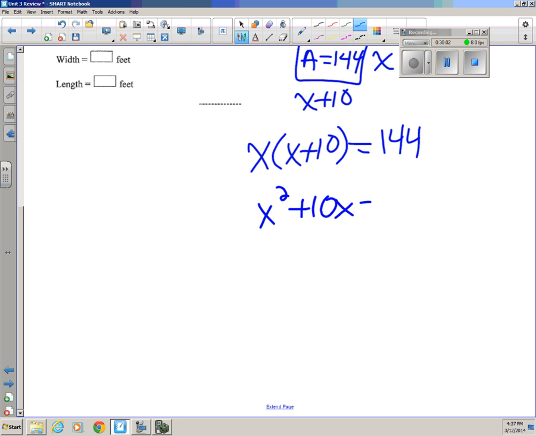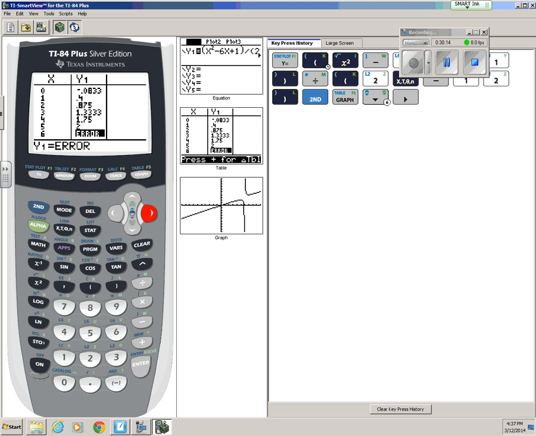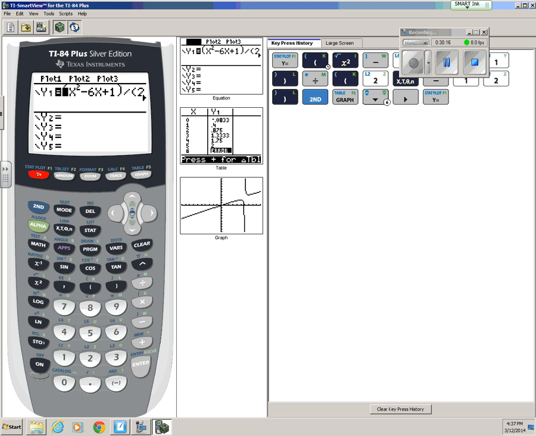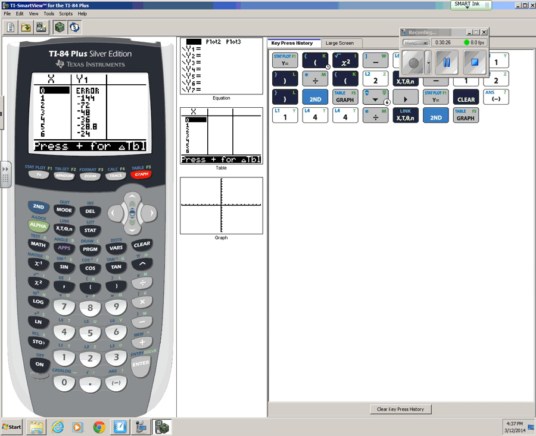Distribute. Set the equation equal to 0. Minus 144. I'm not really quite sure what that's going to be, so I'm going to go for a little bit of help here. I'm going to go on to y equals, and I'm going to say what's going to multiply to negative 144. So negative 144 divided by x. I need to add to a 10. That's not going to work. I want to add to a positive 10.